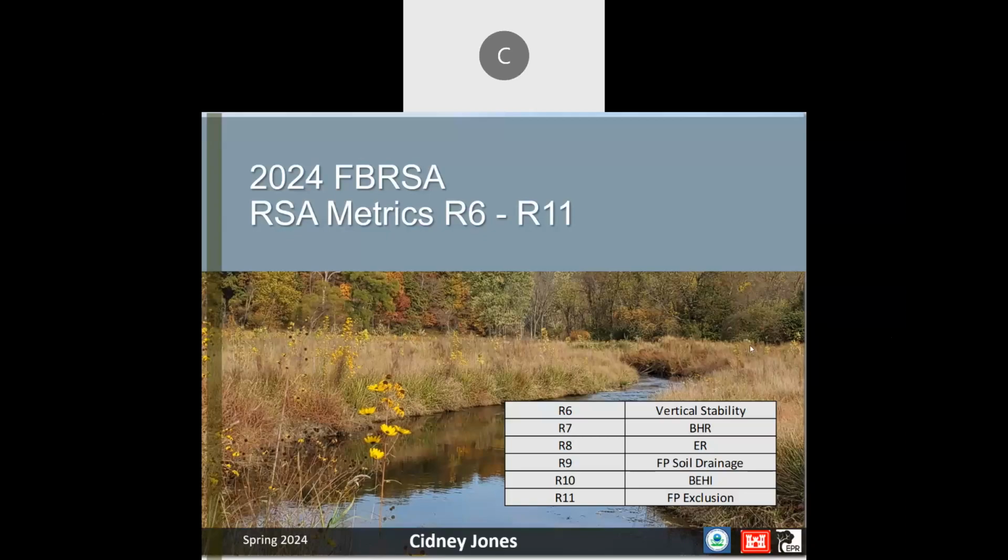I'm going to talk about metrics R6 through R11. So those are, sorry, getting my laser pointer set up so that I don't just start gesturing and you guys can't see where I'm pointing. Vertical stability, bank height ratio, entrenchment ratio, floodplain soil drainage, B high, the bank erosion hazard index, and then floodplain exclusion.